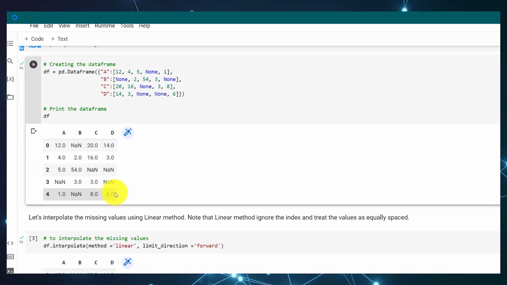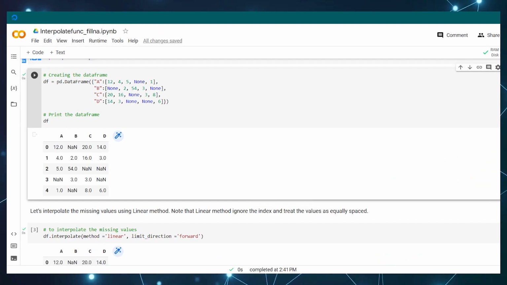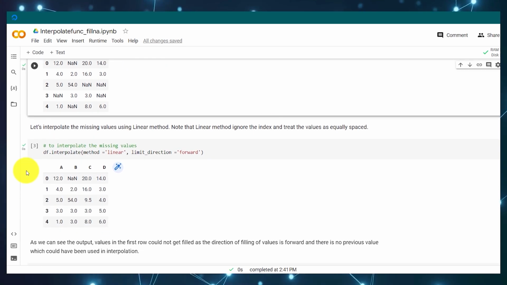Now these are the values. Now how to do that? Let's interpolate the missing values using the linear method. So this is the first, linear method. Using the linear method, this is the function that you have to use. This is the command. Try and understand it.